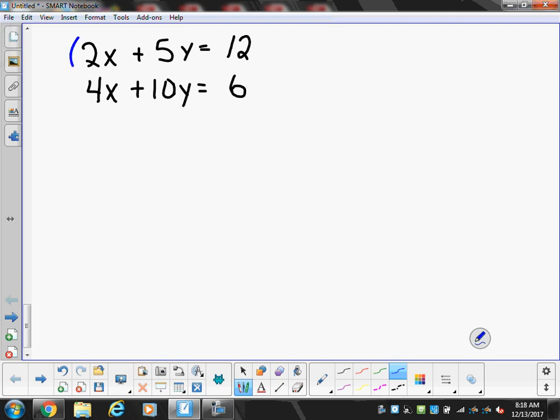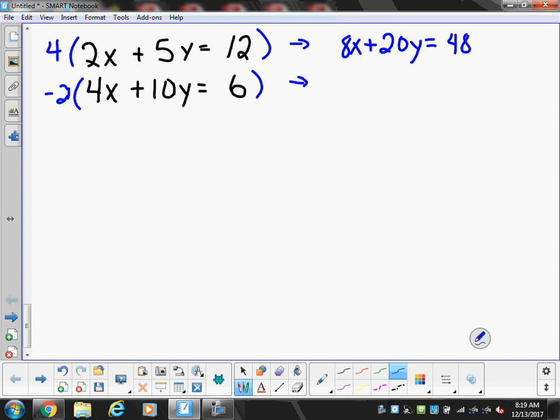If I work this problem the same way I just did the other one, I'm going to multiply this row by 4 and this row by negative 2. And through that, that'll get rid of the x term. That's what I'm focusing on here. So when I multiply that out, 4 times 2x is 8x. 4 times 5y is 20y. 4 times 12 is 48.